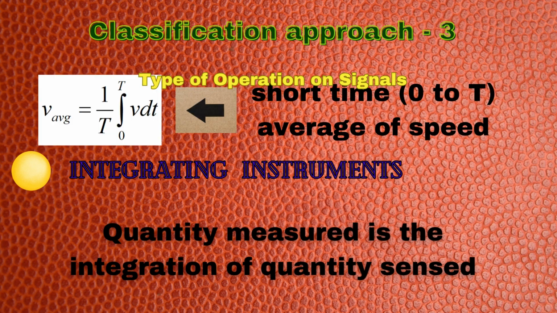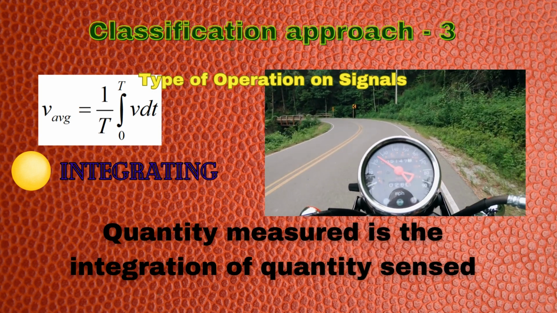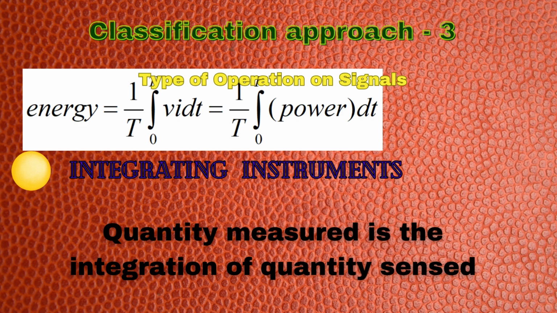This way, the average speed of a car or bike is computed by integrating instantaneous speed over a short interval and then it is divided by the interval. For the measurement of energy, power is integrated continuously.